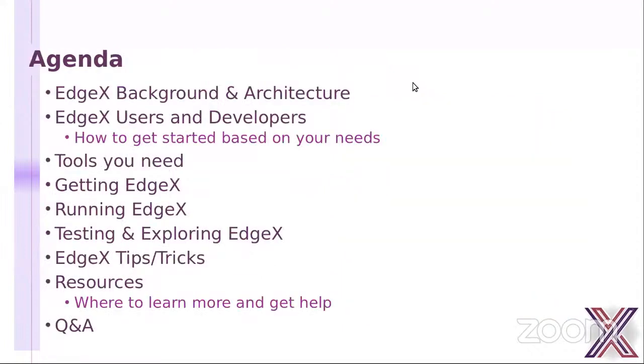Our topic and agenda today, we're going to start by looking a little bit at the background of EdgeX, where it came from, and understand a little bit of the architecture, how it works underneath the covers. We're going to talk about the various paths of using or developing or adopting EdgeX. We'll talk about user groups and developer groups, and I'll explain more of that coming up in a bit. We'll talk about the tools you need to work with EdgeX, what types of things you have to have on your system to be able to pull it in and start to use EdgeX or even start to develop with EdgeX. Then we're going to learn how to actually physically get EdgeX, how to run EdgeX.